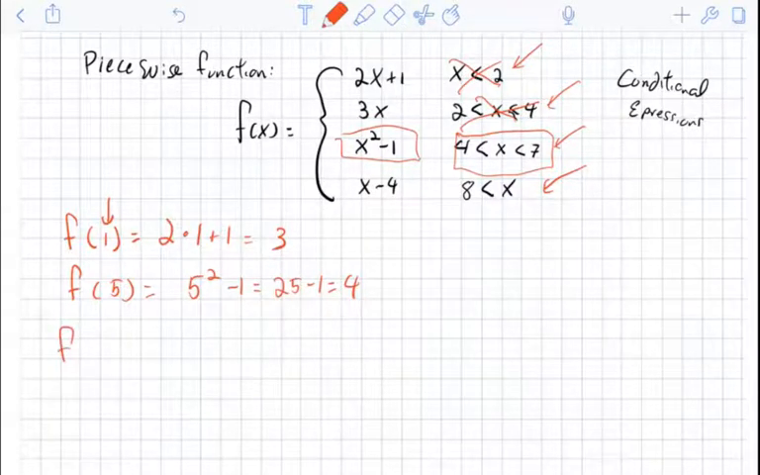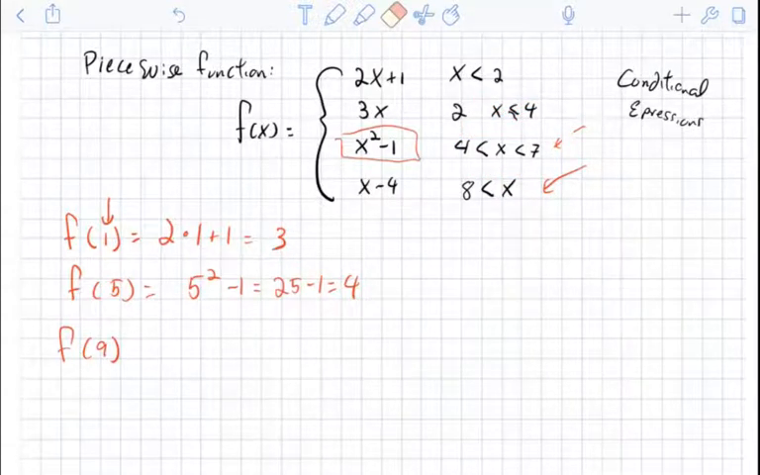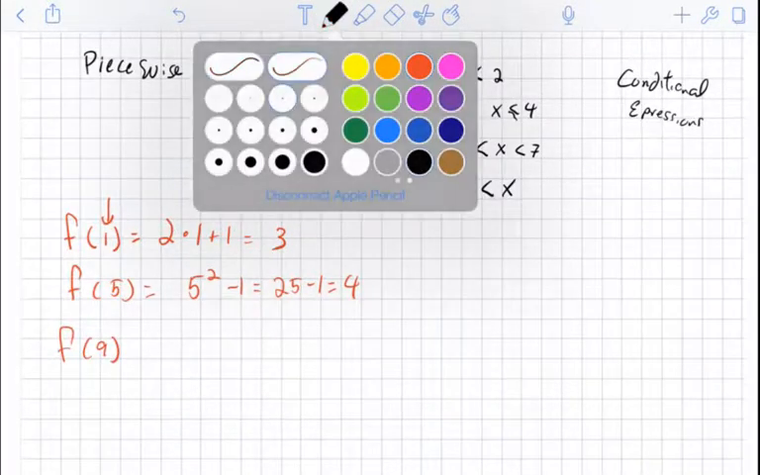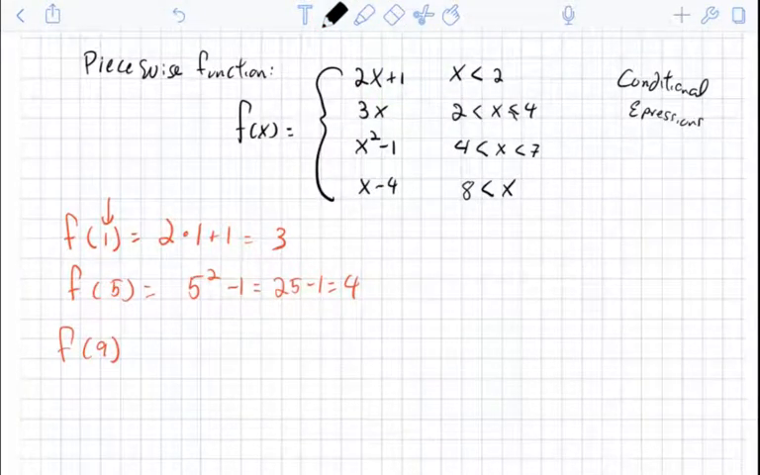f of 9. So usually conditional functions are ordered according to where they sit on the line. In other words, there's an order to them so that it's easy to read through them. So 9 doesn't satisfy that, doesn't satisfy that, doesn't satisfy that. It satisfies that one. 9 is bigger than 8. So you plug in 9 minus 4 is equal to 5. And that's your output, and that's how you calculate your output.